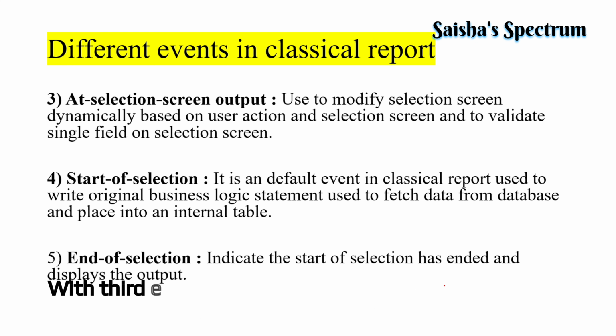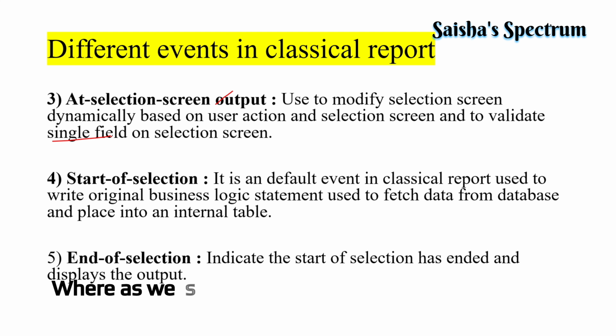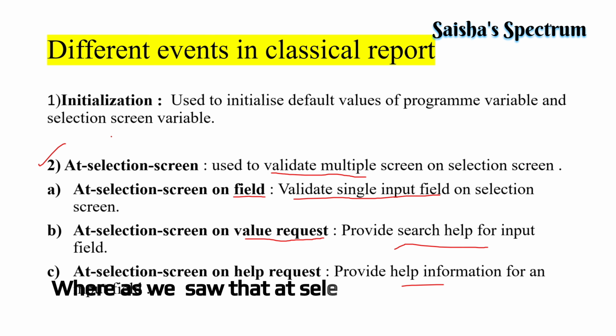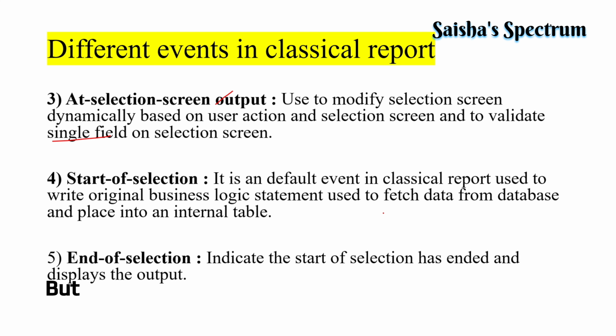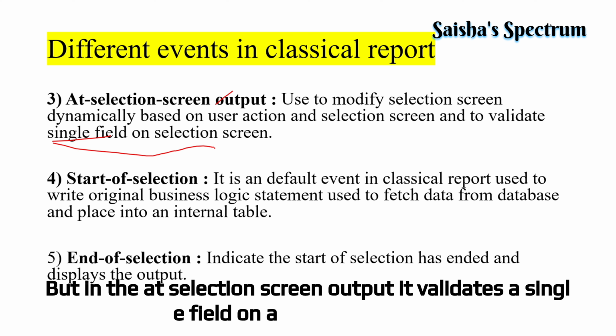The third event is at selection screen. It validates the single field on a selection screen, whereas we saw that at selection screen it validates multiple screens, but in the at selection screen output it validates a single field on a selection screen.